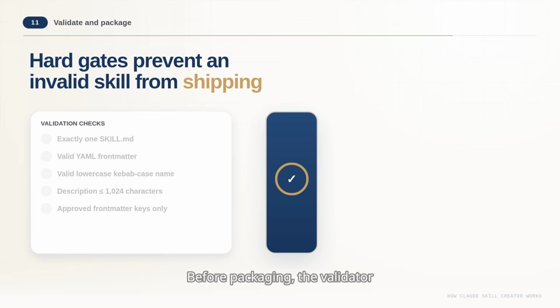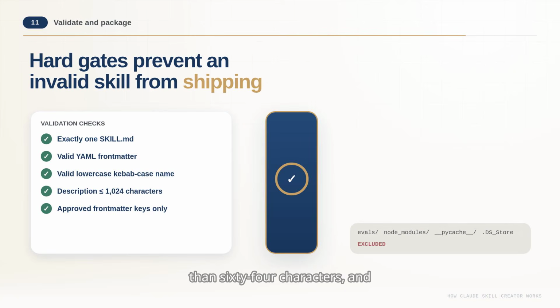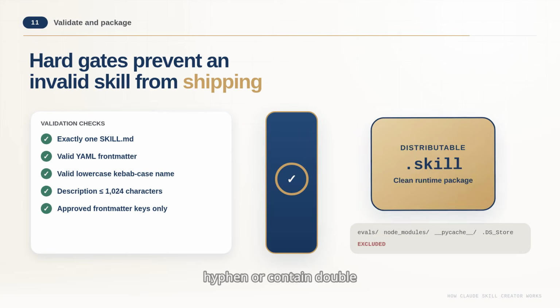Before packaging, the validator checks the structure. There must be exactly one skill.md. The file must begin with valid YAML front matter and include name and description. The name uses lowercase kebab case, is no more than 64 characters, and cannot begin or end with a hyphen or contain double hyphens. The description must be text, cannot contain angle brackets, and is limited to 1,024 characters. Only approved front matter keys are allowed.